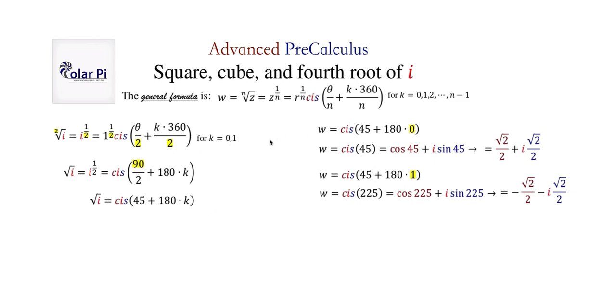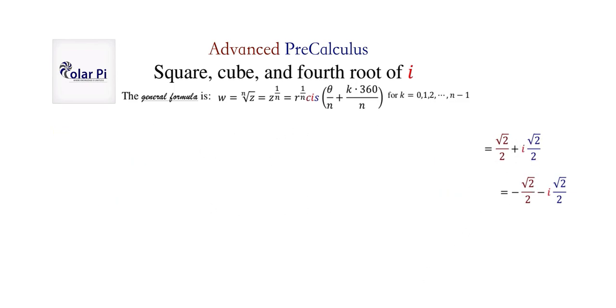We don't need anything else but retaining the two square roots of i. So let's get rid of everything else and remind ourselves that these are the two square roots of i. Now let's work on the cube root of i.